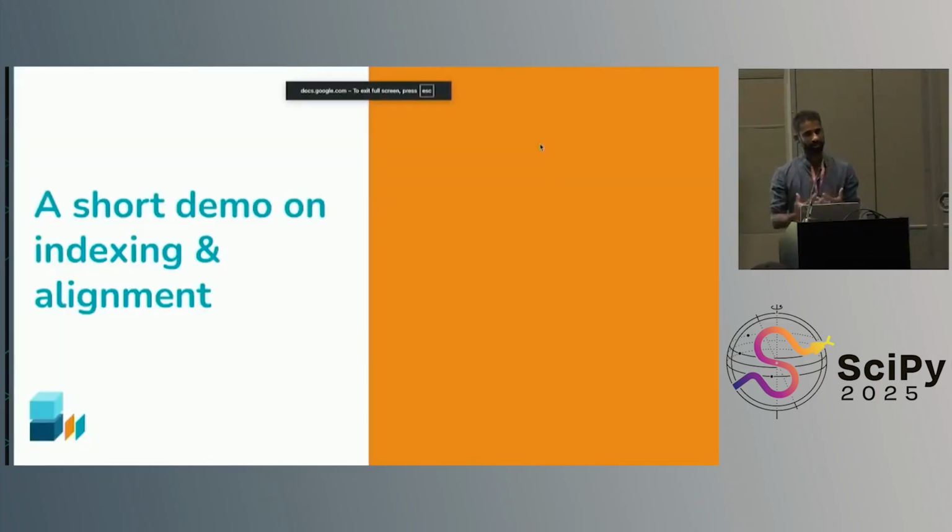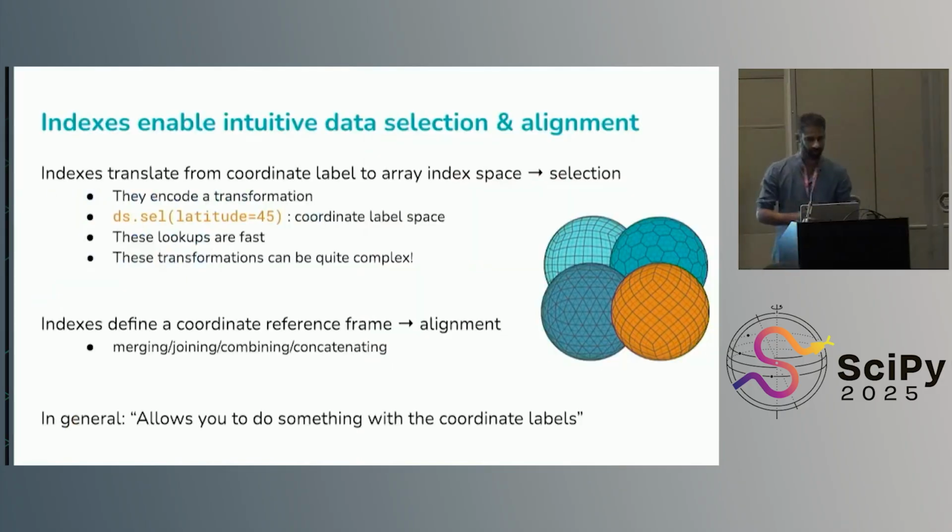Those are two things that are enabled by indexes, because indexes define a coordinate system. And so indexes are what enable this. They translate from coordinate label space to array index space, so they're kind of encoding this transformation to a coordinate system. These lookups are generally quite fast, and what's important to know is those transformations can be quite complex, right? I showed you the simplest three-dimensional coordinate system, right? 3 orthogonal vectors. The world is more complex than that. Tessellating a sphere is hard. Here are some very complicated grids.